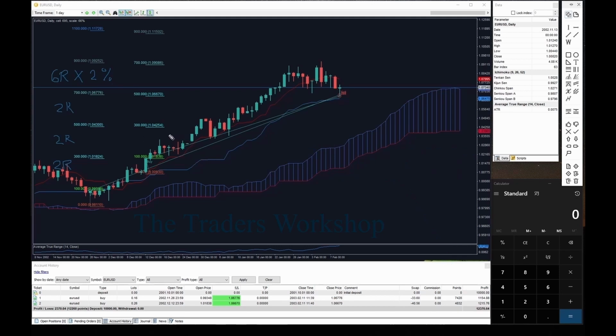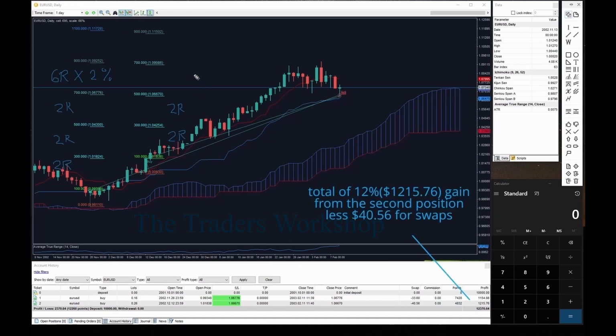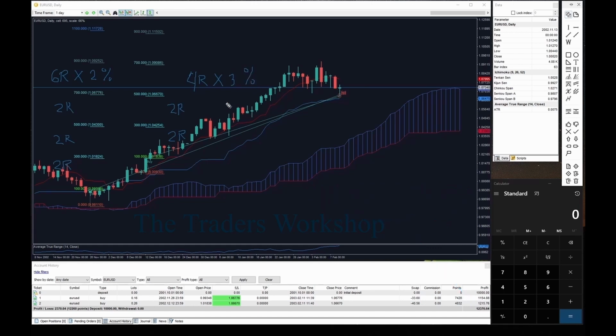For the second position, we made 2R here, and another 2R, for a total of 4R, multiplied by 3%, giving us a 12% gain on this position alone. I considered these one main trade and one added position as a set of one trade. And by really letting your winners run, and adding to your position when you are proven right, to me, is more conducive to truly profitable trading.